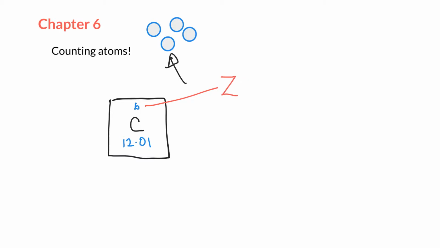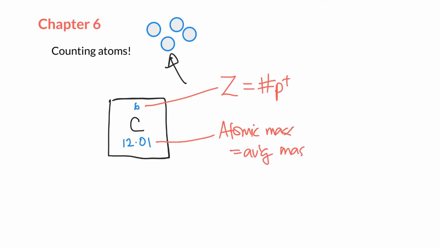The number above is the atomic number, and that is the number of protons in the nucleus of each atom. That's also the number of electrons for neutral atoms. And the number below is actually the atomic mass, or the atomic weight, or the relative atomic mass, or whatever you want to call it. It is the average mass of all the isotopes.